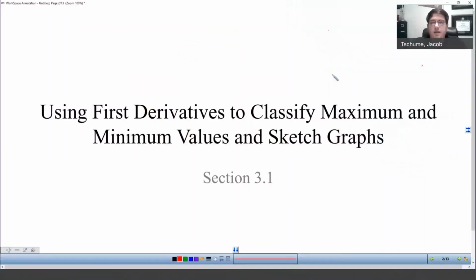All right, y'all. In this video, we are going to be covering section 3.1. So we're going to talk a lot about in the next few sections about how we use derivatives in graphing. So the next three sections are really all about graphing. So section 3.1 is titled Using First Derivatives to Classify Maximum and Minimum Values and Sketch Graphs. So a lot of first derivative stuff today.